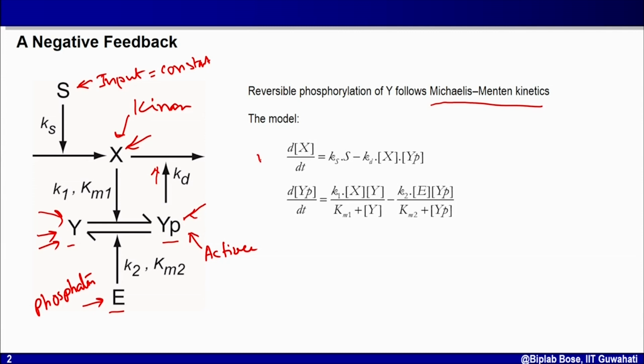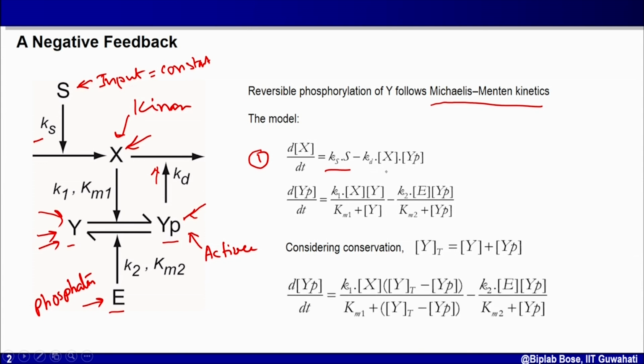The first one is for X concentration. I am writing an ODE to represent rate of change of concentration of X. So dX/dt is equal to Ks into S. Ks is the rate constant as shown here, into S. So that is the term representing production of X, minus Kd into X into YP. So this last term, Kd into X into YP, is representing the degradation of X.